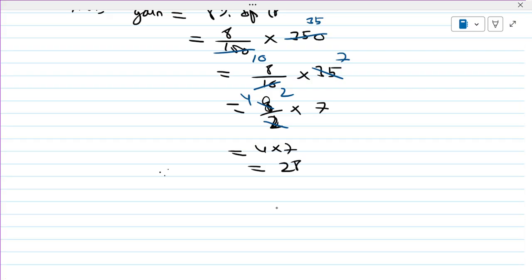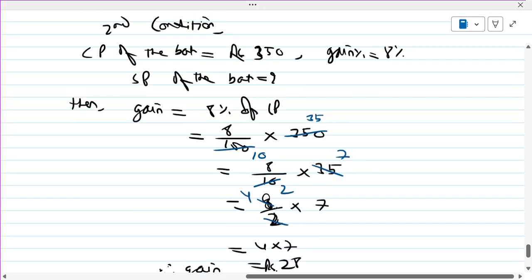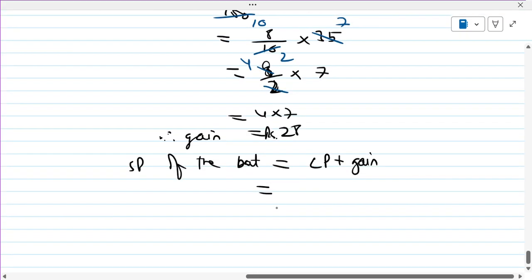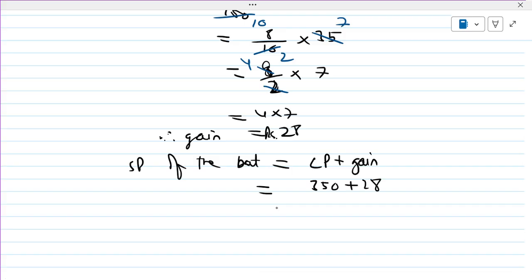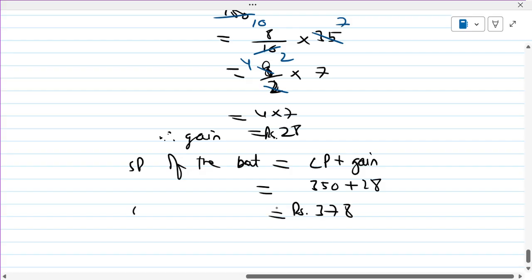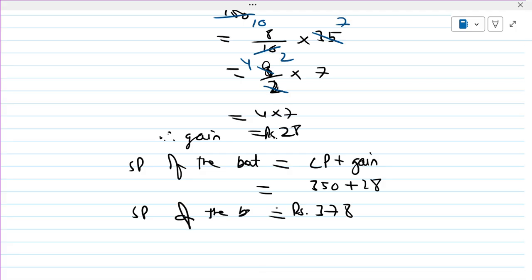Once we find the gain, we can find the selling price of the bat. If there is a gain, the selling price will obviously be greater than the cost price, so we find it by adding the gain to the CP. So SP is CP plus gain. The cost price we found is 350 rupees, and the gain is 28 rupees. Adding, we get 378 rupees as the SP of the bat.